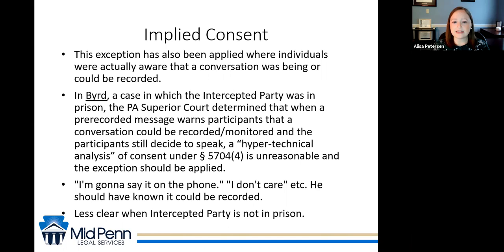The other type is implied consent. This one has been harder for Pennsylvania courts to nail down, whether or not implied consent is sufficient, like express consent is. It has been applied where individuals were actually aware that a conversation was being or could be recorded.